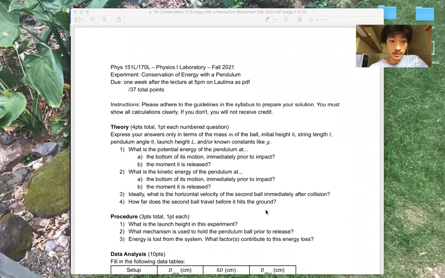Hi, everybody. So I'd like to do a guide video for the conservation of energy with the Pendulum Lab. So just a brief summary.